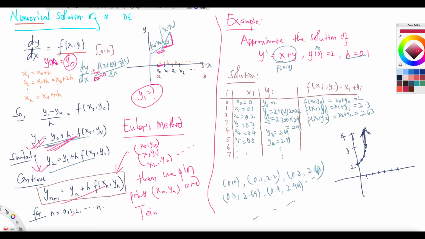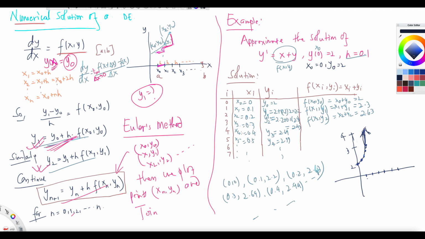So the example is question number 73 from your book, 6.1. It says approximate the solution of y prime equals x plus y, with y at 0 equal to 2. So x0 is given: x0 is 0 and y0 equals 2. The step width h is given as 0.1.